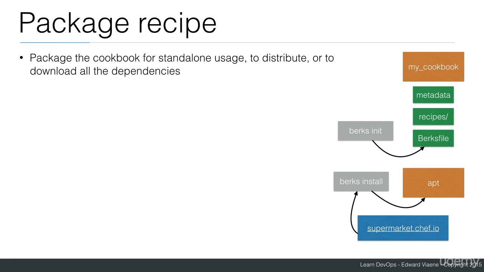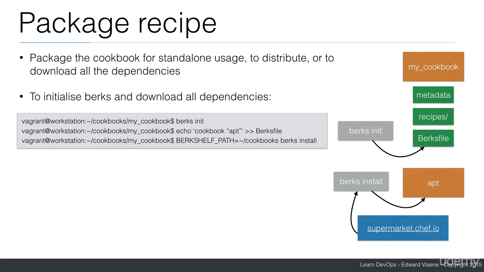We need to package the recipe for standalone usage, to distribute it, or if you want to install all the dependencies. To initialize Berkshelf and download all dependencies, you can first type berks init. This will create the Berksfile, which we can add our dependencies to. apt is a dependency, so let's append apt to the Berksfile.